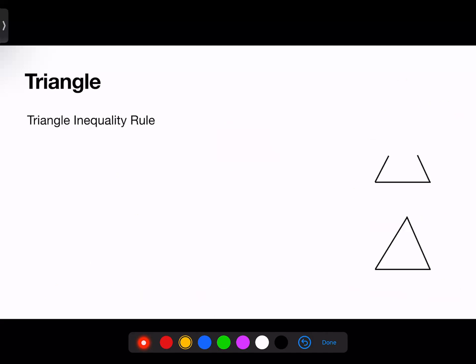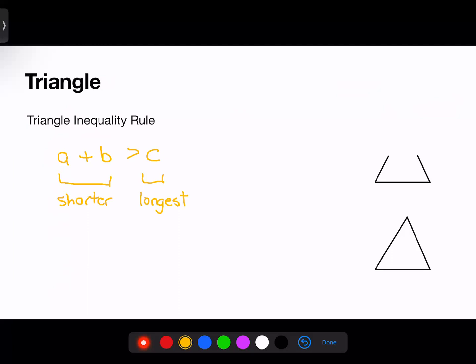The triangle inequality rule shows us mathematical proof of how triangles are created. The rule states that the longest side of a triangle must be shorter than the combined lengths of the other sides. This can be written as A plus B is greater than C, with these two being shorter and this being the longest.